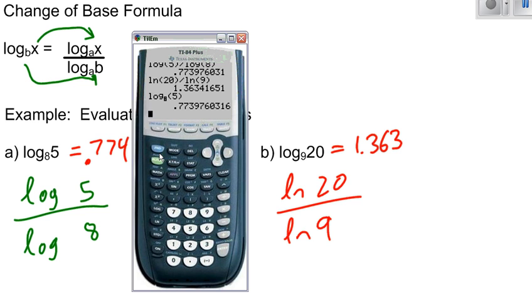Same thing for example B. We can go back to log base. Put our base of 9 and the 20, 1.363. But not every calculator has this function. If yours is updated, then you might have this. And if you wanted to graph a function, a log function, you could do it either way. You could do as a change of base, just type that into your y equals when you're graphing it on your calculator, or you could do the log base in your y equals as well. Either way.